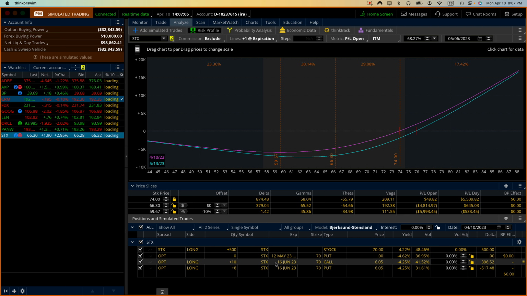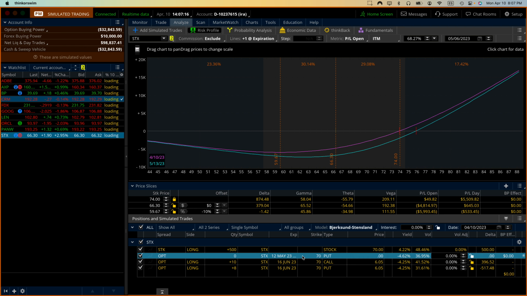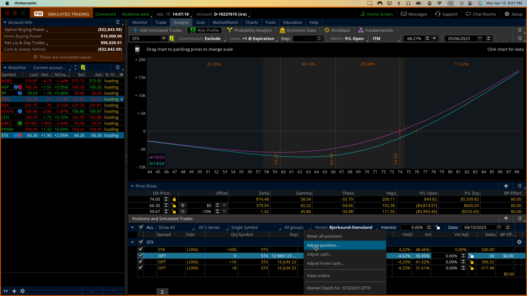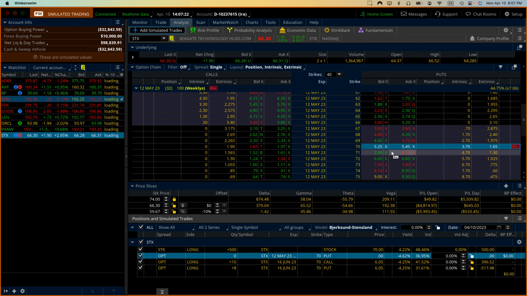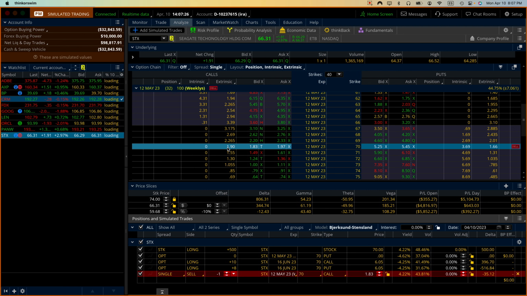Okay, and you can also sell calls. We have 10 calls that are 70 and the stock is trading at 66. Well, how about if we sold a call or two? Okay, go to the add simulated trades, and we're going to sell the same strike price right here, bid, and you get 1.99 extrinsic value. That's free money.